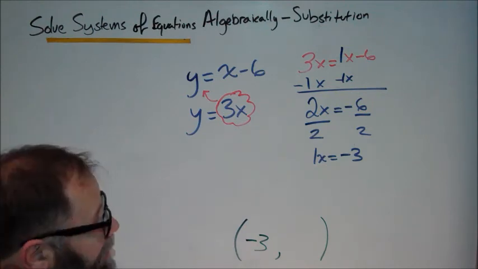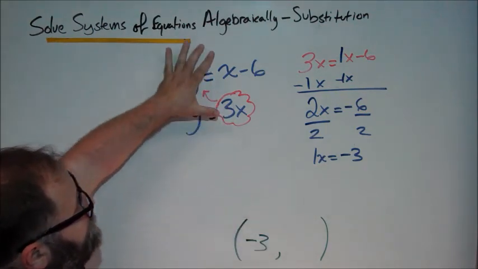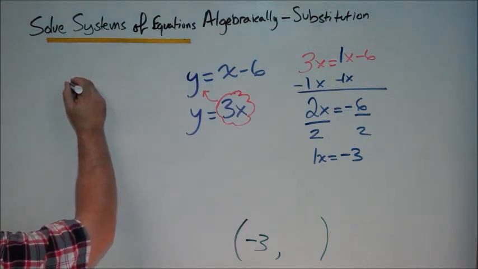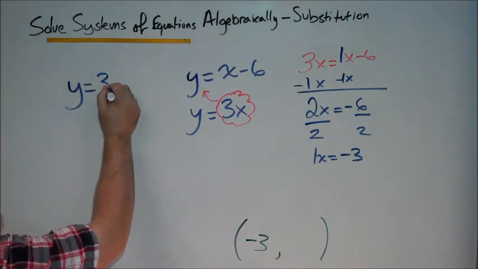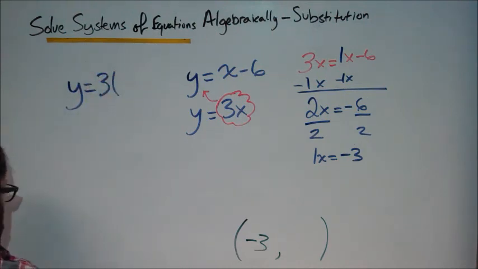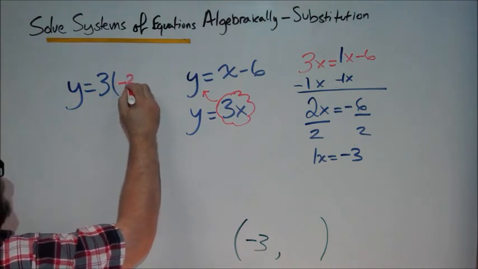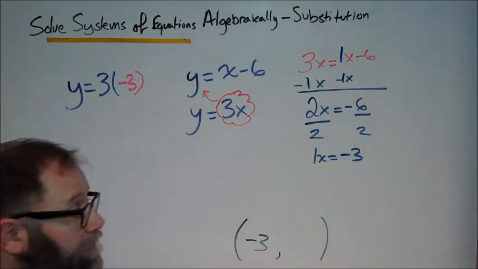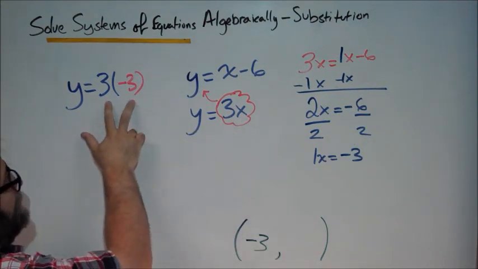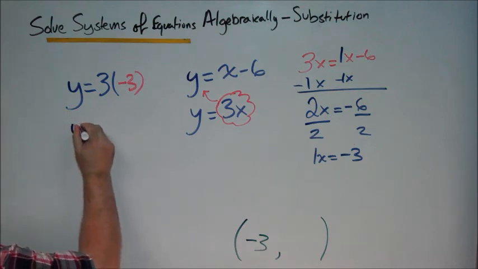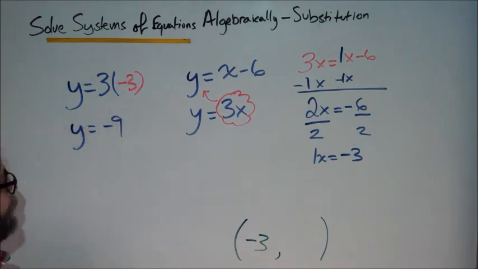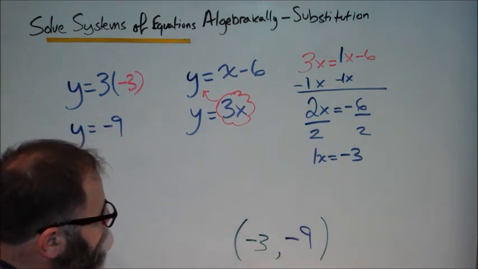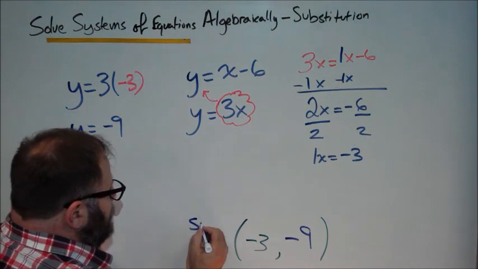Now I need to take that negative 3 and I need to put it back into one of these two equations. I'm going to choose the second one here and say that y is equal to 3 times negative 3. So what I did was I took the value for x, which is negative 3, put it in for x, and now I'm going to solve for y here and say that y is equal to negative 9. I'm going to put that in that spot right there. Now I have a solution. This is my single solution.